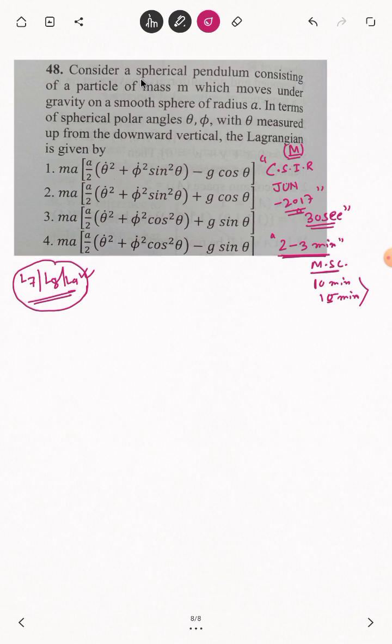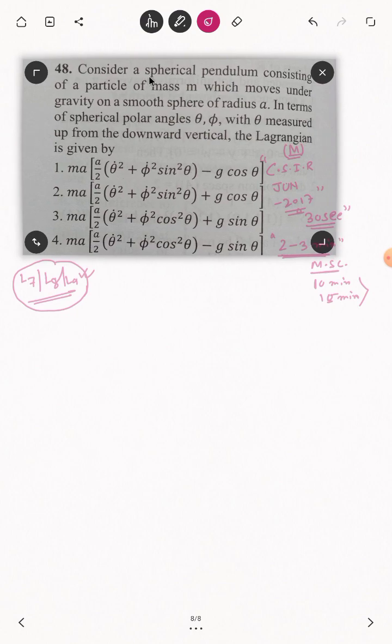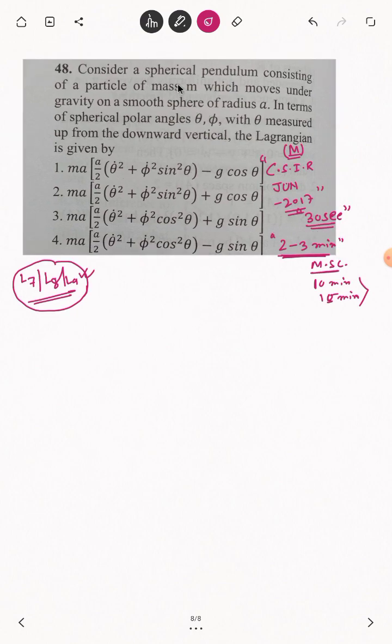In any case, just drop a comment in the comment box, and we would like to satisfy all of you. Consider a spherical pendulum consisting of a particle of mass m.